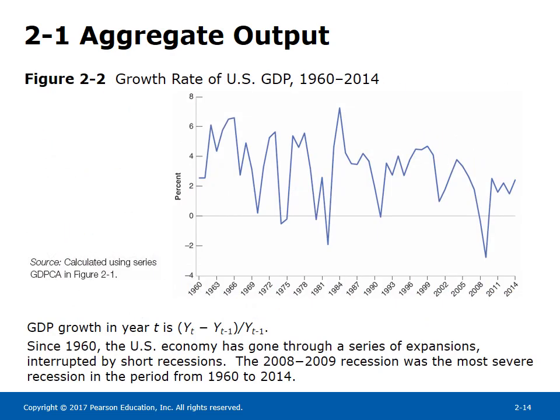Growth rate of US real GDP from 1960 to 2014 is shown in Figure 2-2. Growth in year T is given by (Y_T minus Y_{T-1}) divided by Y_{T-1}: real GDP in year T minus real GDP in year T minus 1, and the difference divided by real GDP in year T minus 1. Since 1960, the US economy has gone through a series of expansions interrupted by short recessions. The 2008-2009 recession was the most severe recession in the period from 1960 to 2014.